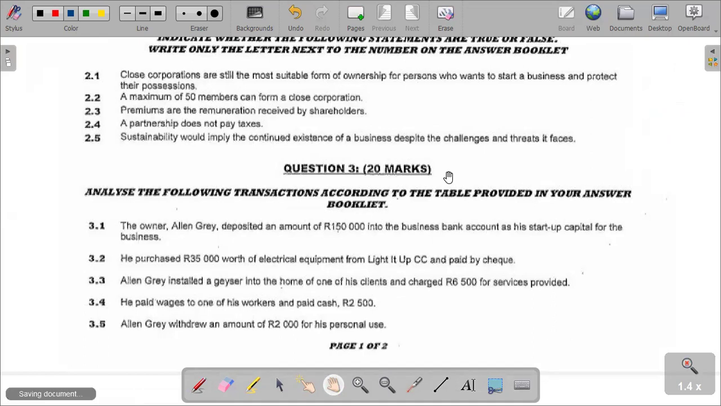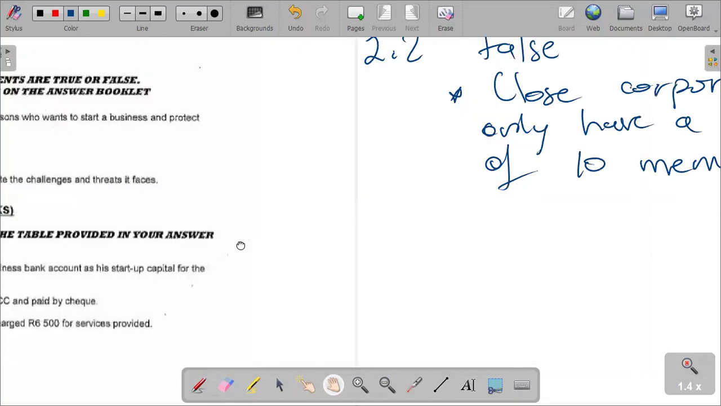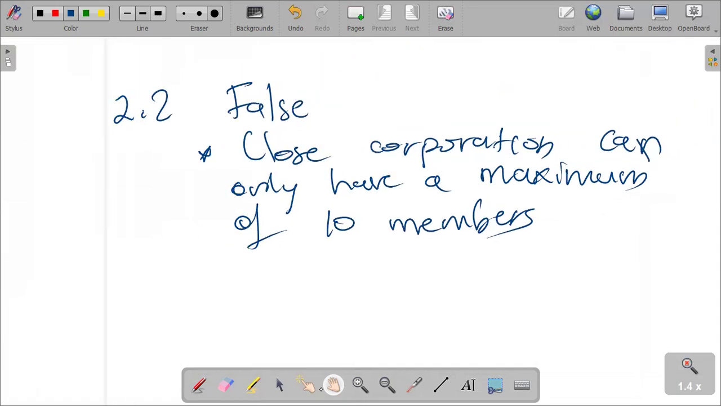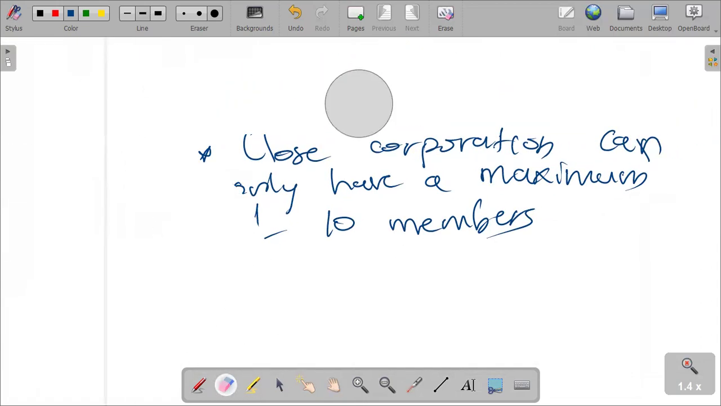2.3 says premiums are the remuneration received by shareholders. The answer is wrong. Why? Because shareholders receive dividends, not premiums. Premiums is when you are insured with a certain company. But for shareholders, they receive what? They receive dividends. So 2.3 is again false.